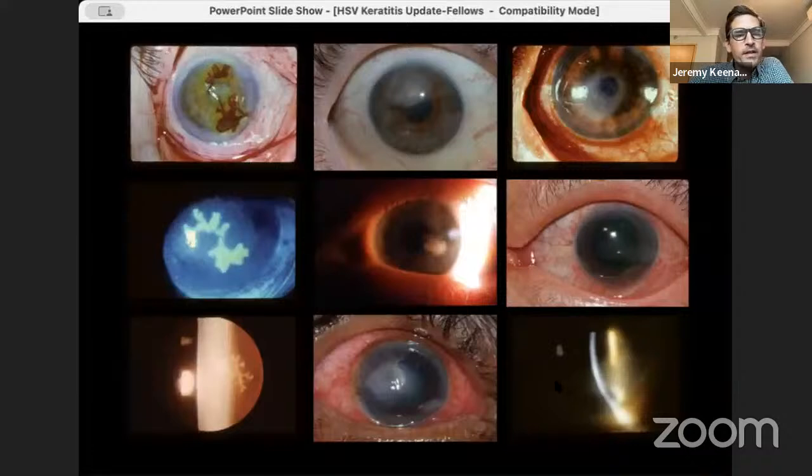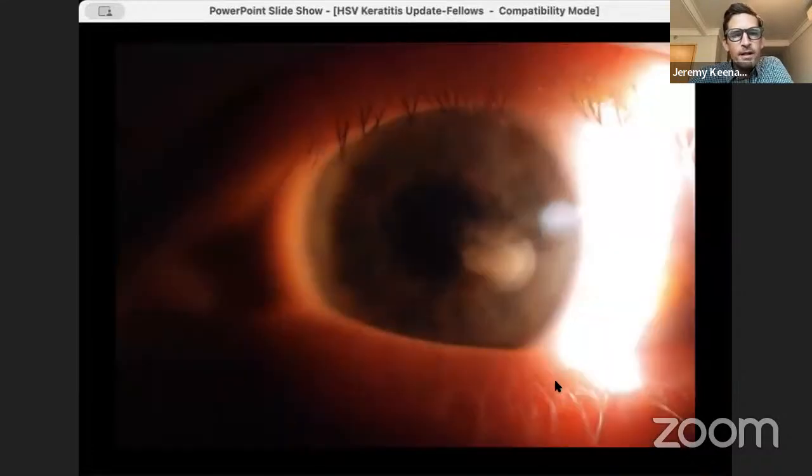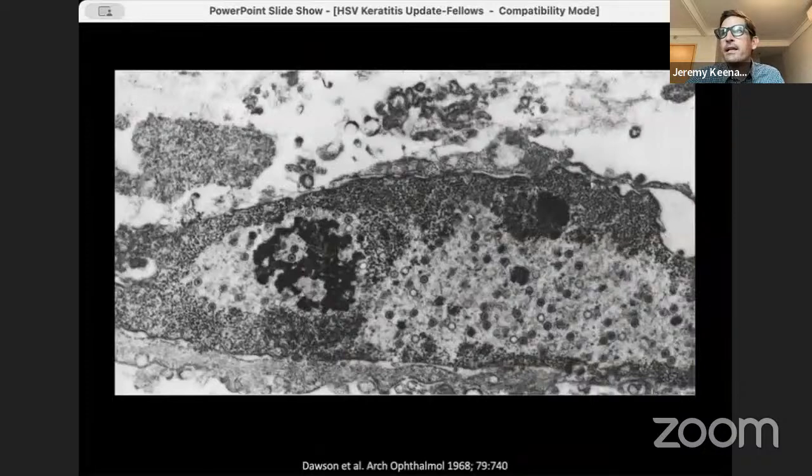So now moving into the stromal keratitis. With stromal keratitis, what we're seeing here is really an immune reaction. These are electron micrographs taken by Chan Dawson, who is a former director of the Proctor Foundation. And if you look, you can see some round viral particles. These look a little bit different than the pictures I showed before.